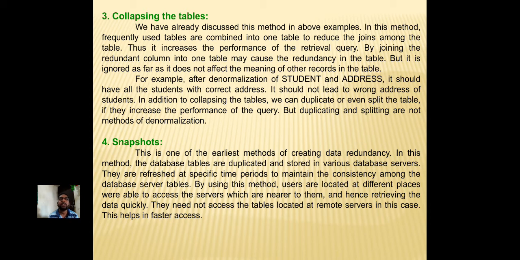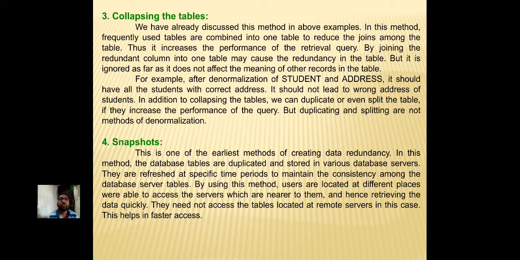Joining the redundant column into one table may cause redundancy in the table, but it is ignored as long as it does not affect the meaning of other records in the table. For example, after the normalization of student and address, it should have all the students with correct address. It should not lead to wrong address for students.